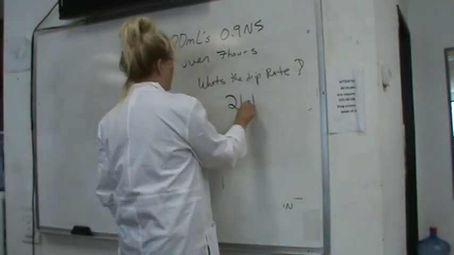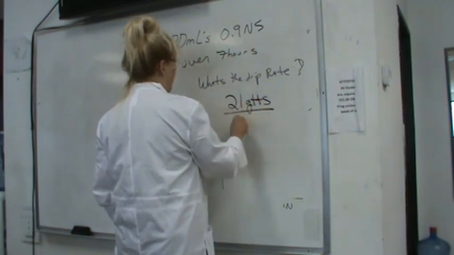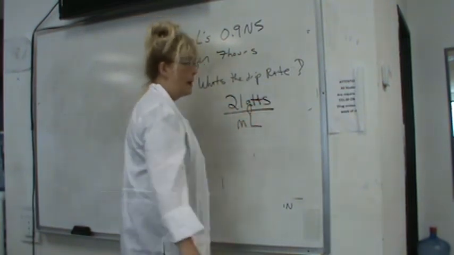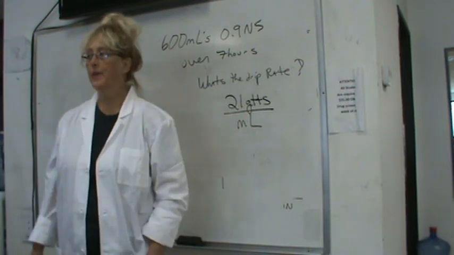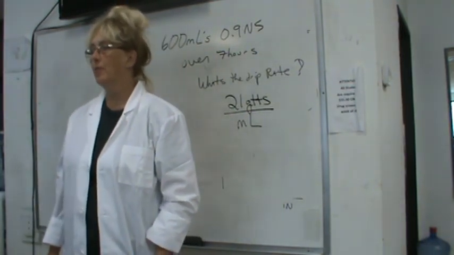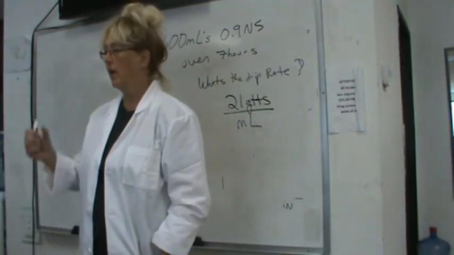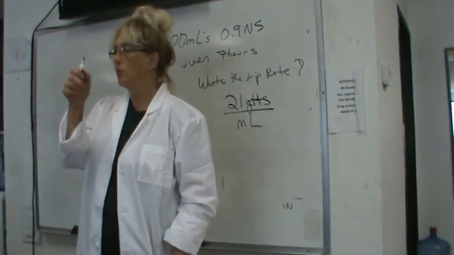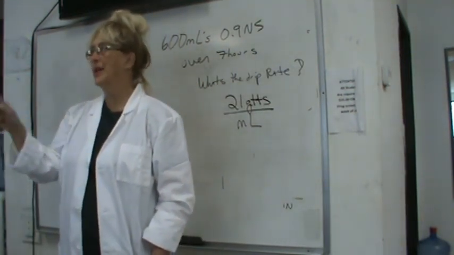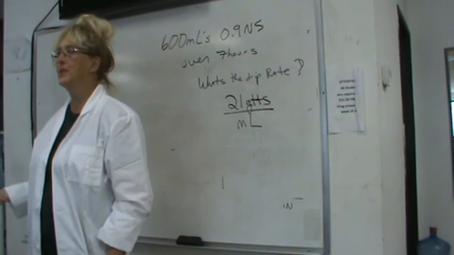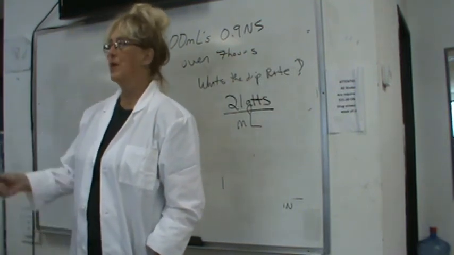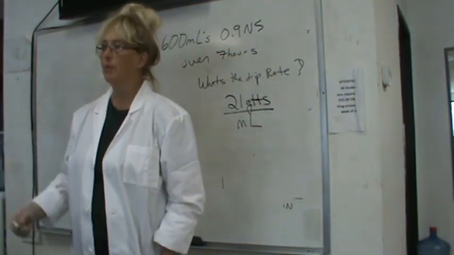21, man, I heard that in unison. 21 drops per ml. Did everybody get that? Are we good? Who needs help? Anybody need a little help? Remember, numerators get multiplied by numerators, denominators get multiplied by denominators, and then you divide. It's always the bottom number that divides into the top number.